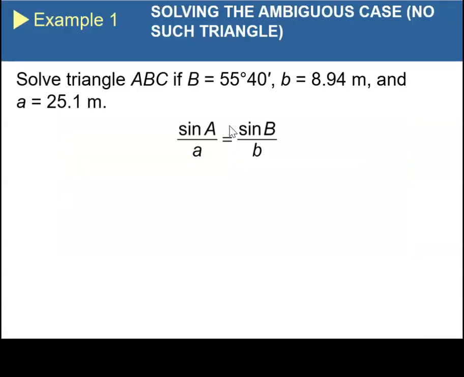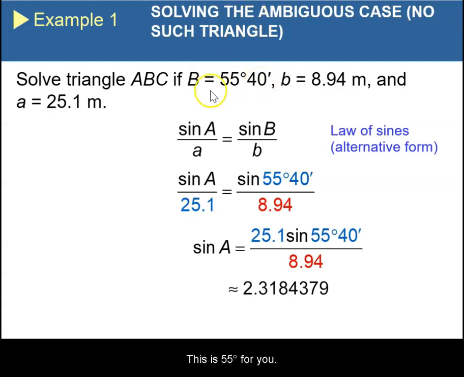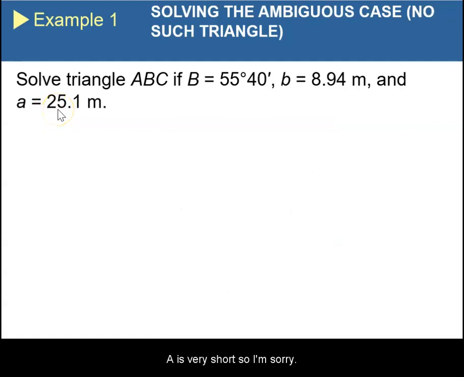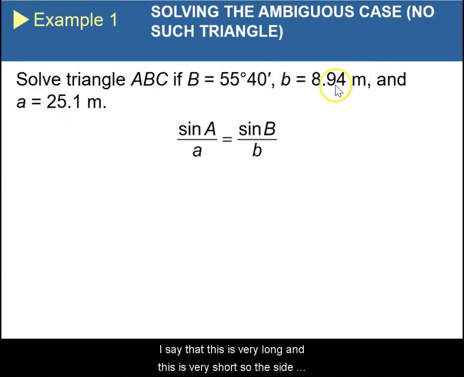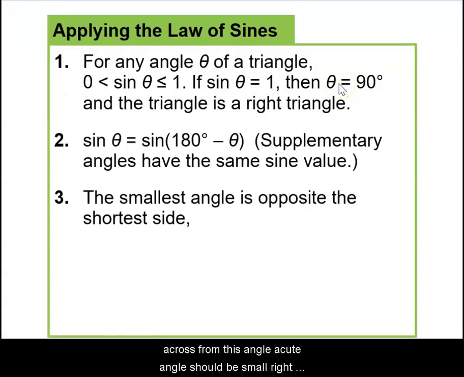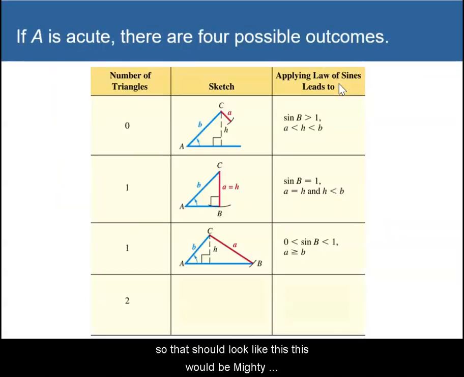Let's come back here. Okay, so this is 55 degrees, 40 feet. Here you can see that the side across it is very small and A is very short. Or, I'm sorry, opposite of that, this is very long and this is very short. So the side across from this angle, the acute angle, should be small, right? So that should look like this.